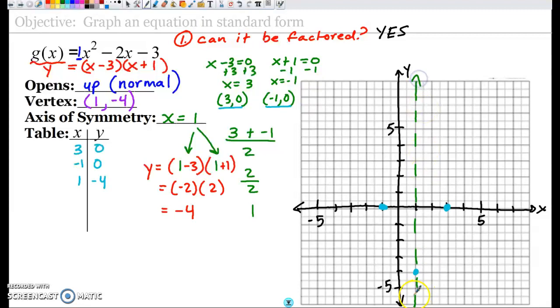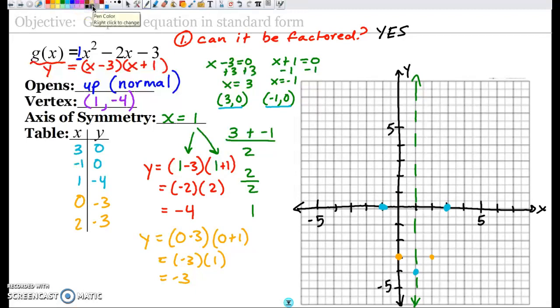I need one more point, though, because I want to have 5 points in my parabola. So I'm just going to plug in another point for x, and I'll plug in 0. Y equals 0 minus 3 times 0 plus 1. I get negative 3 times a positive 1, which is negative 3. So 0, negative 3 would be my fourth point. I get a free point by reflecting over the axis of symmetry to get 2, negative 3. Great. So that's the old way, from Unit 8: how I know how to graph a parabola is by factoring it and then getting the points that way.